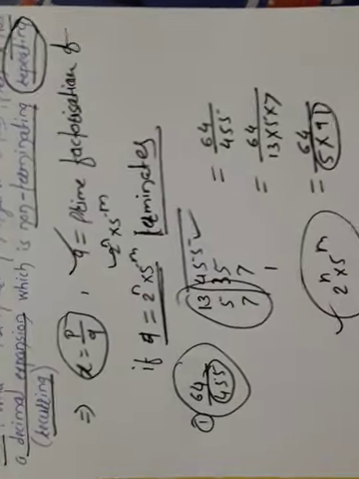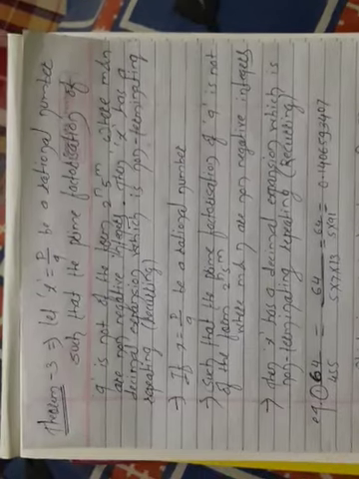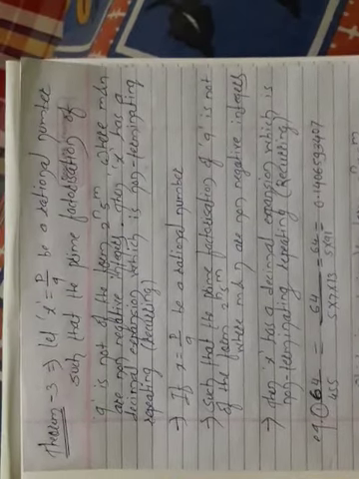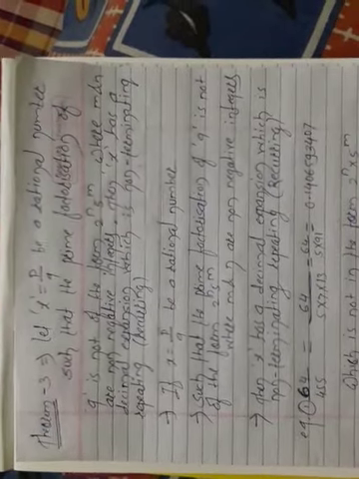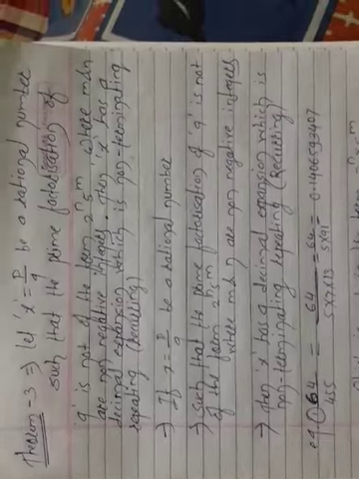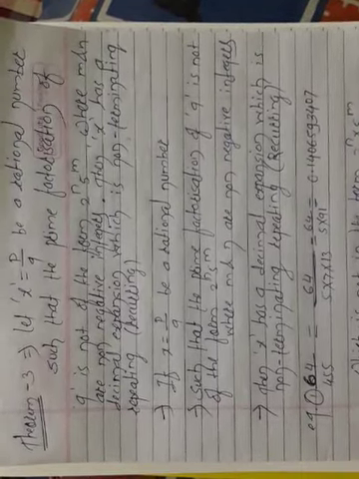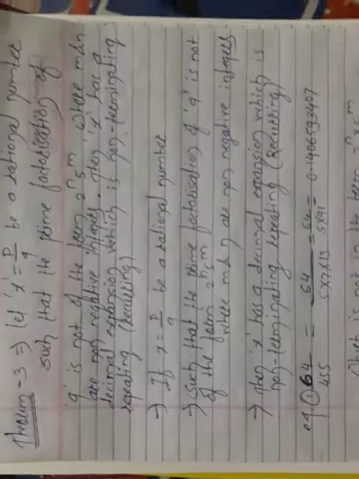Once again I will explain it in a short form. Look here. What is that? You will see this. Let x is equal to p upon q be a rational number such that the prime factorization of q is not of the form 2 raised to n into 5 raised to m, where m and n are non-negative integers. Then x has a decimal expansion which is non-terminating repeating.